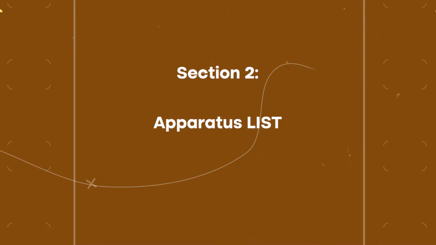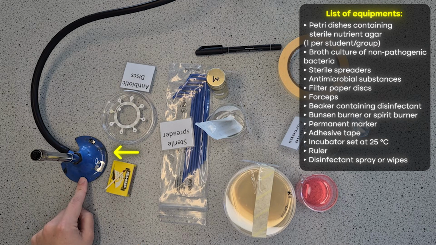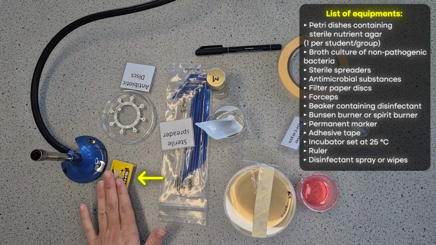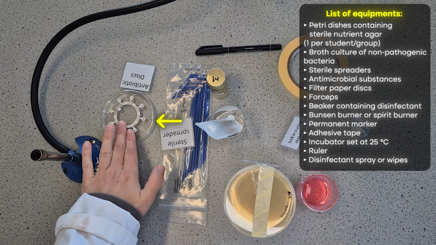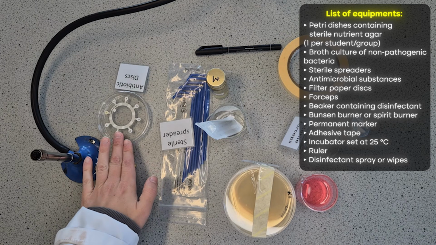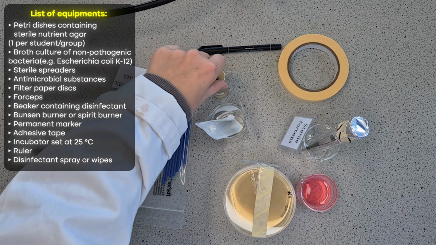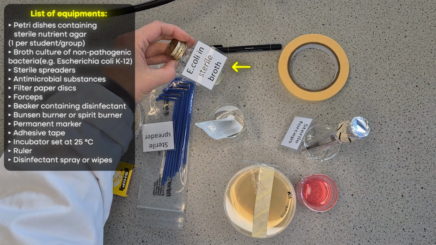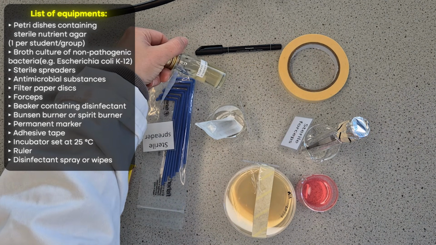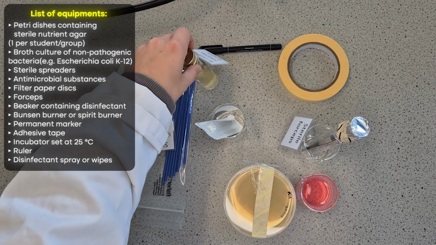In this experiment, we're going to need a Bunsen burner to help keep our aseptic conditions. You're going to need matches to light the Bunsen burner, and the antibiotics that you're going to be using to test with. I've got sterile spreaders here, pre-sterilized. I've then got my E. coli bacteria, which we can see here, the strain K12, which is a safe strain to use in schools.